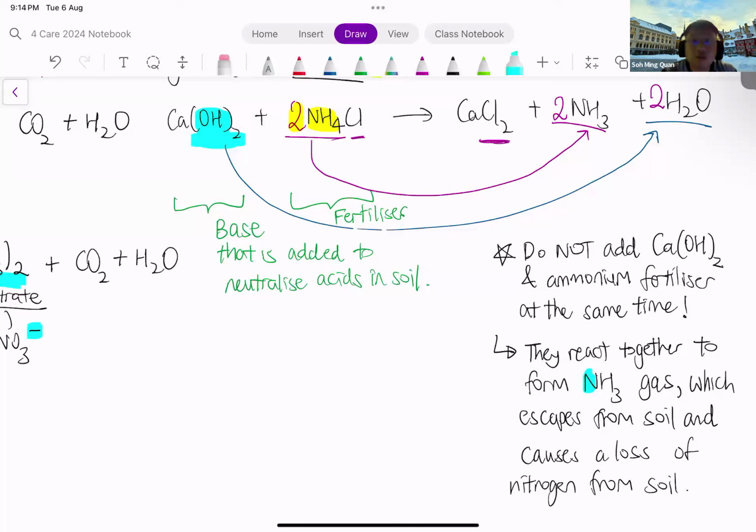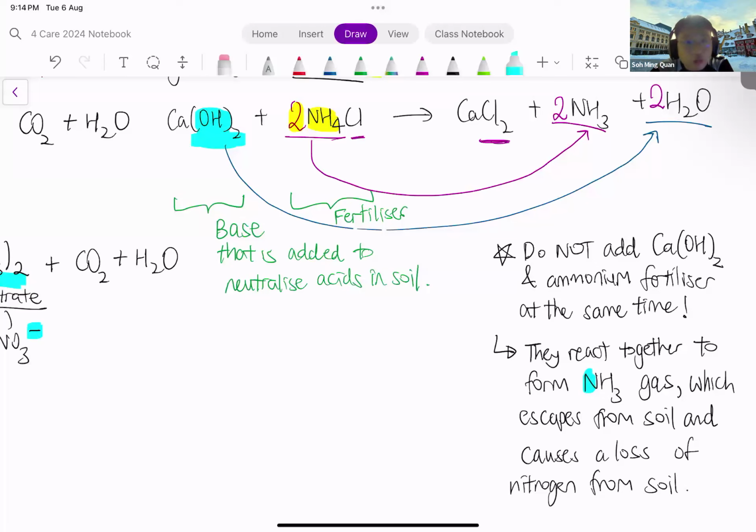What's the big deal? Well, nitrogen is needed for plants to make proteins. Without nitrogen, plants don't make proteins, plants don't grow. Okay, so the nitrogen is important. So after you form ammonia gas, it escapes, your nitrogen is lost from the soil, which means that your plants will not grow very, very well as a result.